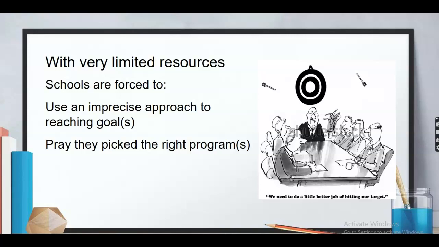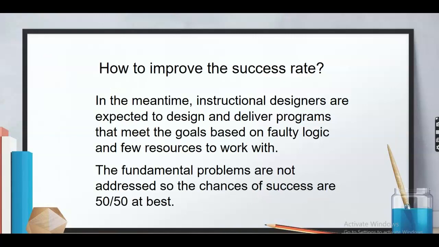With very limited resources, schools are forced to use what actually becomes a very imprecise approach to reaching those goals, because they don't have all the tools necessary to make decisions that can be supported by the financial arena. And then they pray that they pick the right programs, and usually the right program is one that they feel is the least expensive. So, how can you improve the success rate?